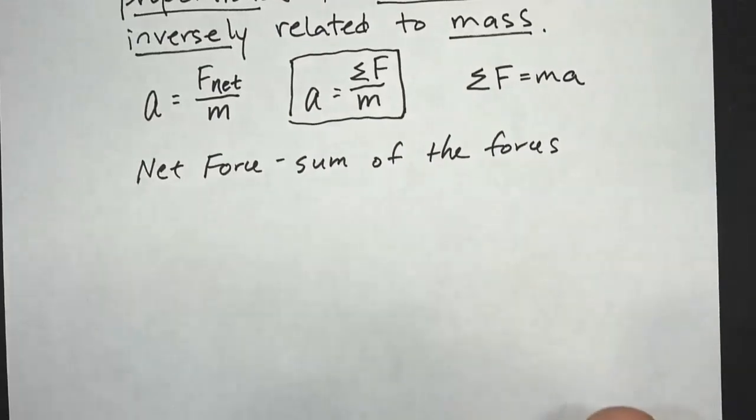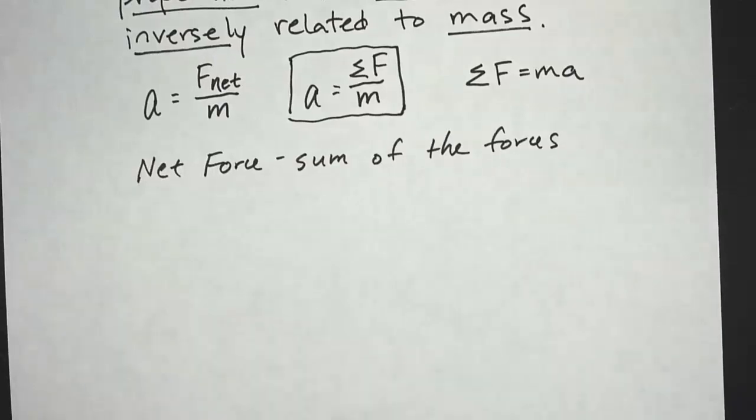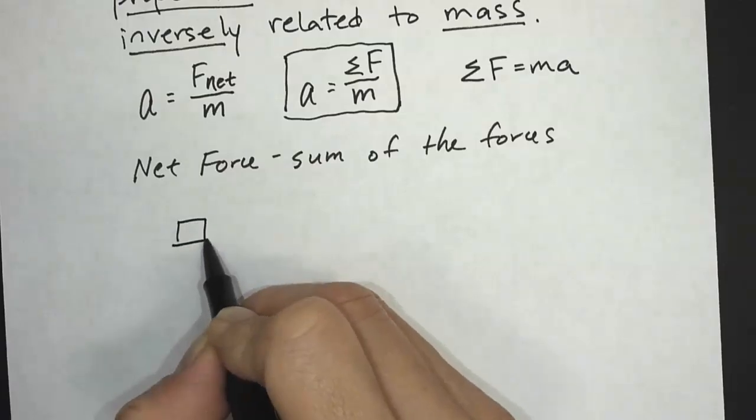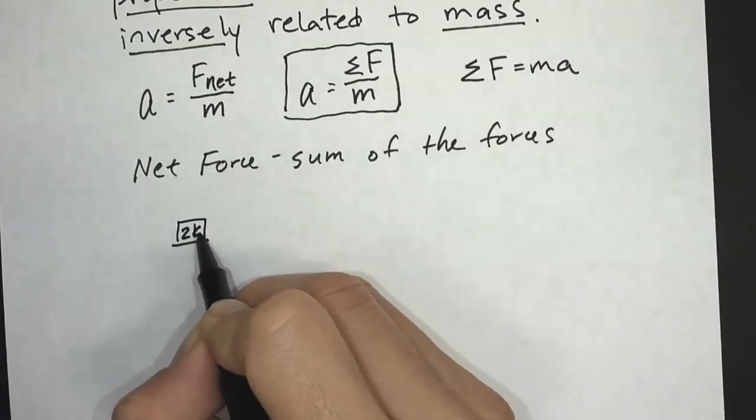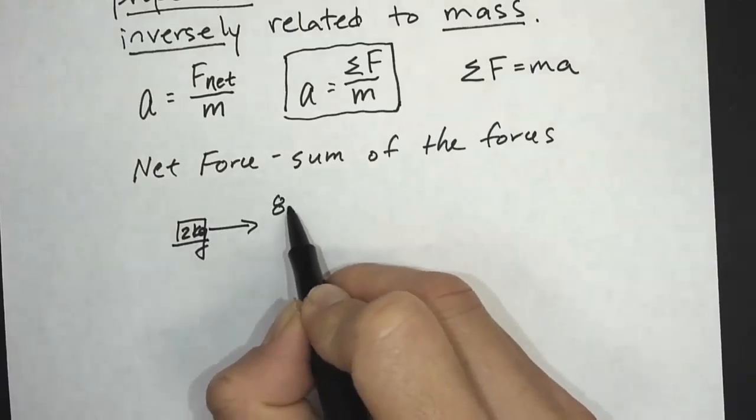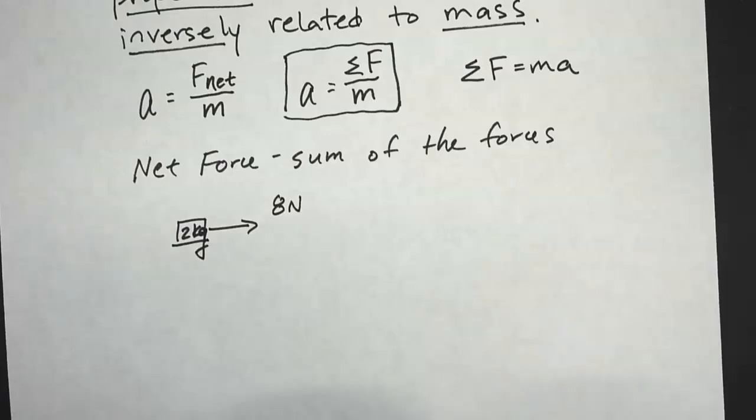Okay. So first, let's just start with something basic. We're going to start with one that has just one force. So here's an object. Let's say this is 2 kilograms, and we have a force to the right of 8 newtons. And I want to know what's the acceleration.